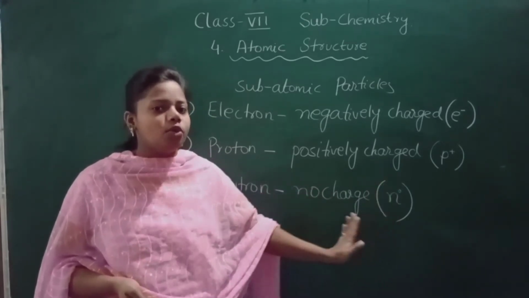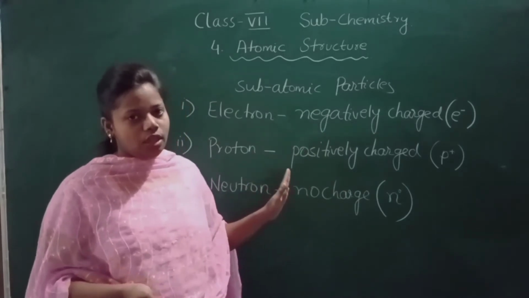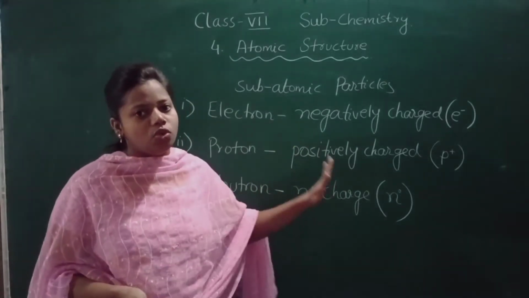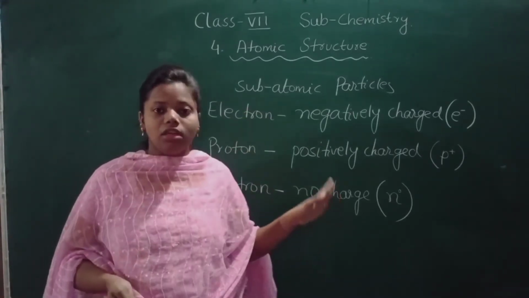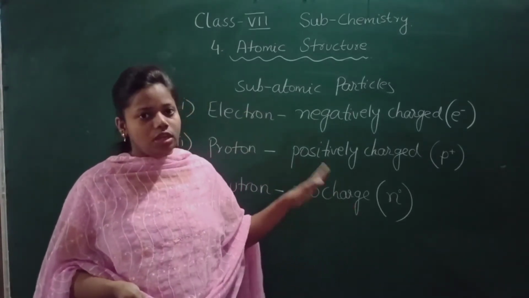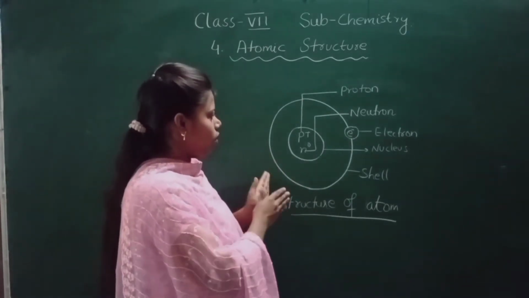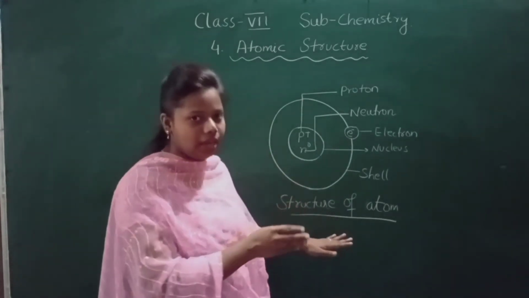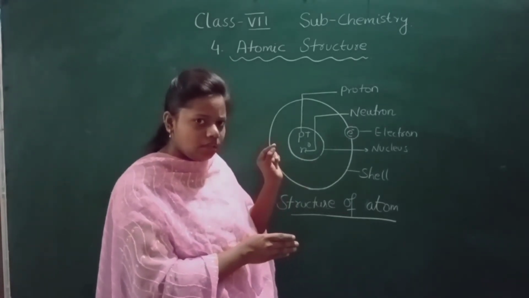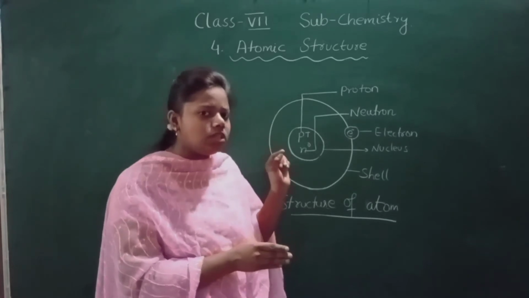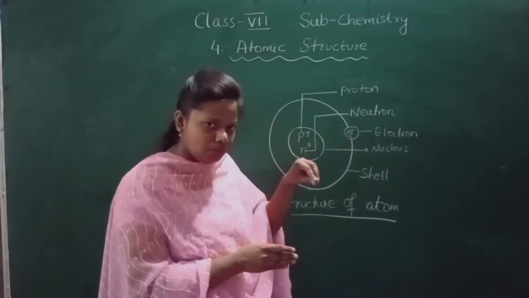Okay, now I'm going to make the structure of atom and show you how these atoms look like. What is the structure? Where these three subatomic particles are placed. So let's begin. See here, I have drawn the atomic structure of an atom. Atom is the tiniest particle. An atom is made up of three subatomic particles.